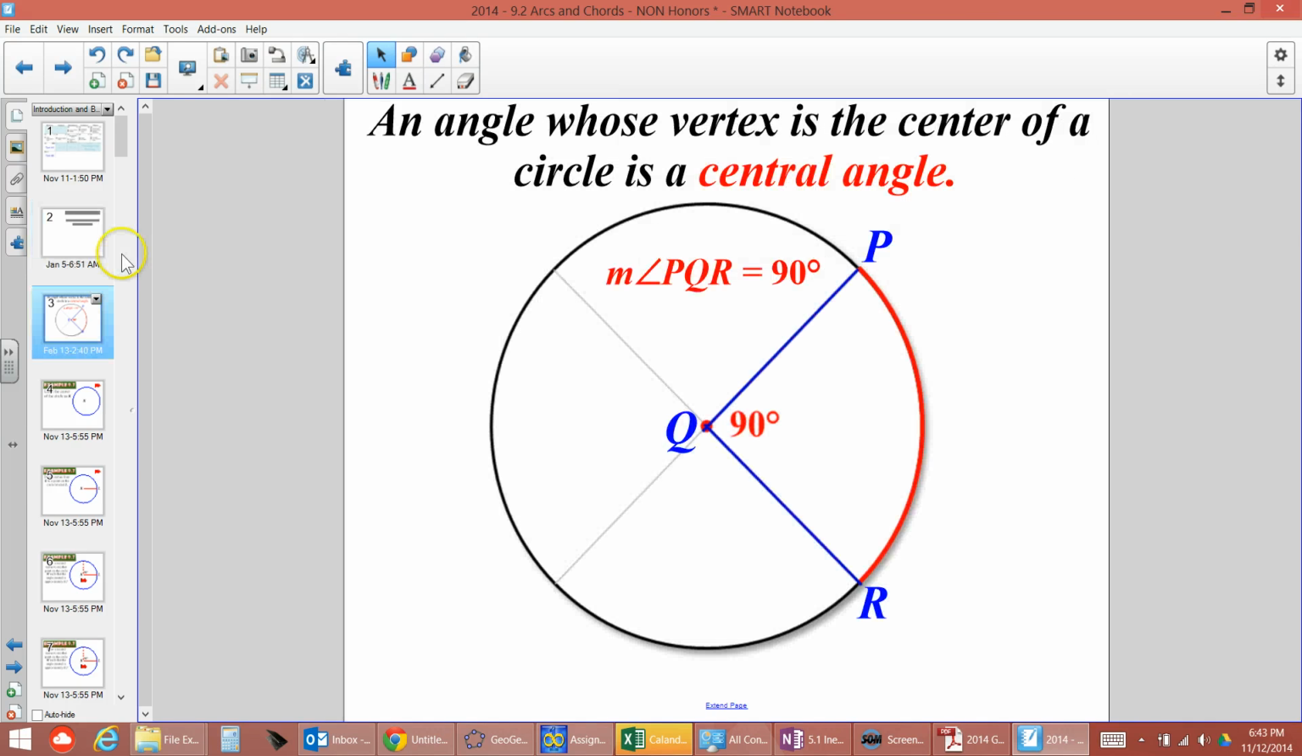The first concept we're going to talk about is what's called a central angle. An angle whose vertex is at the center of a circle is called a central angle. So the measure of angle PQR in this instance is 90 degrees. Now I want to point out that the measure of arc PR is also 90 degrees. We haven't talked about what they are or how they work, but if the central angle is 90 degrees, so is the arc that matches that same space.